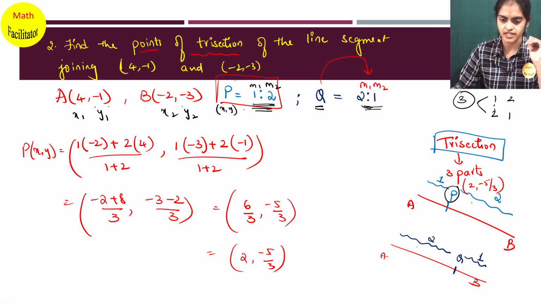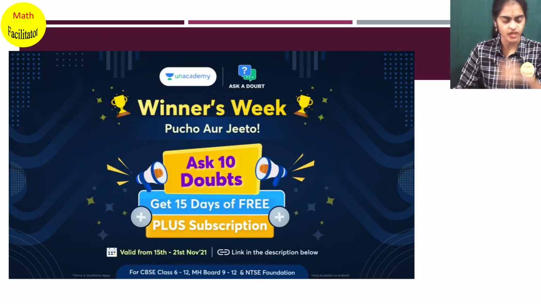So the ratio is 1 is to 2 or 2 is to 1. Using this ratio you'll get 1 point, and using the other ratio you'll get the second point. Clear? Let's proceed to the next question.